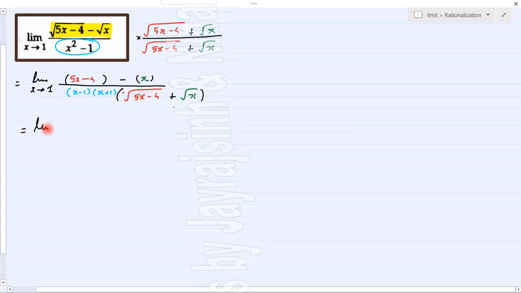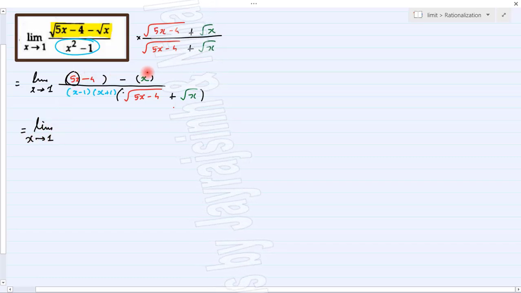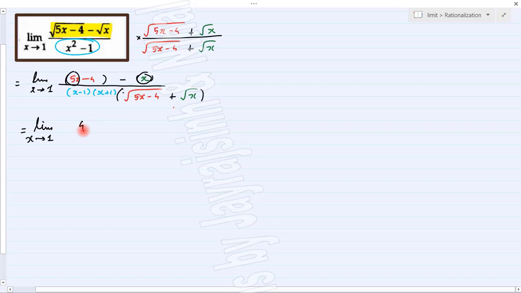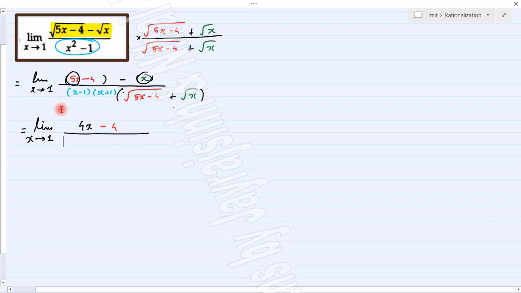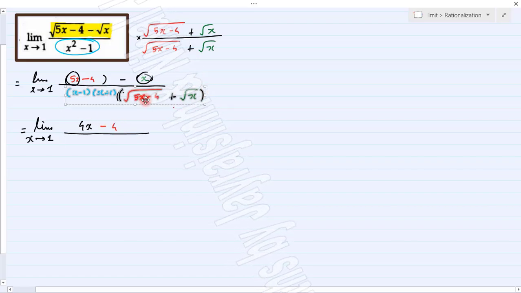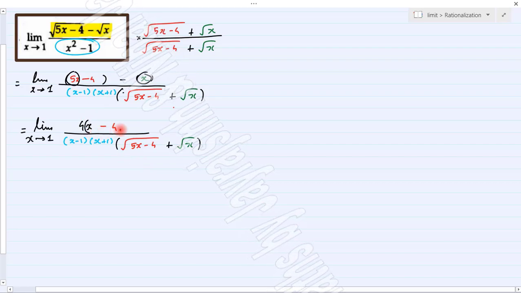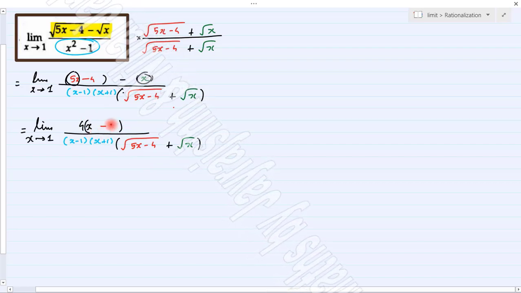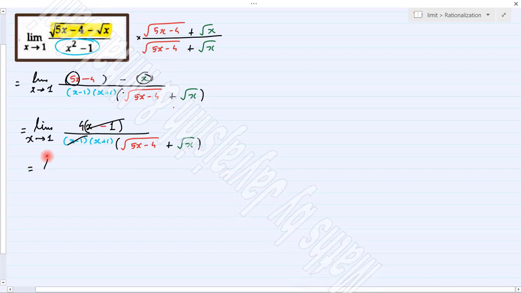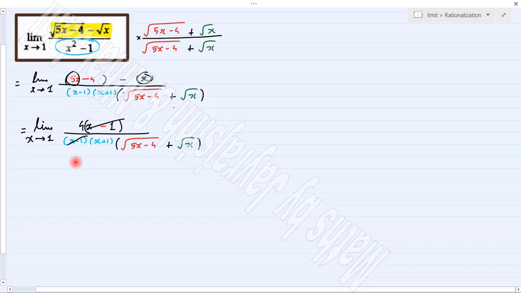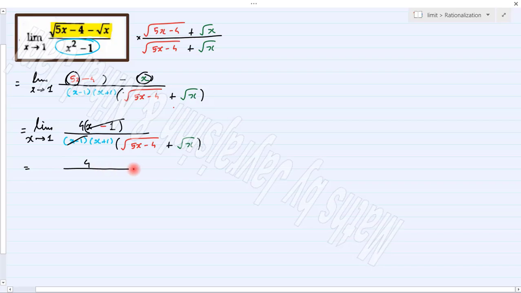Now, in further simplification, limit x tends to 1, this 5x minus x will become 4x minus 4 upon your whole denominator, which will remain as it is, and from numerator we can take 4 common, so we'll get x minus 1. So this x minus 1 will cancel out and we are ready to substitute our limit x tends to 1. Just replace your x by 1.